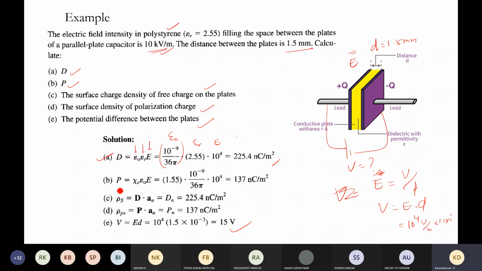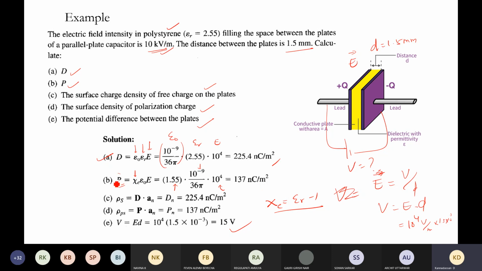And how to calculate the polarization? We can easily isolate the polarization from the D by subtracting epsilon naught E. Otherwise, we can calculate the polarizability. The polarizability is nothing but epsilon r minus 1. Whatever the value, it is 2.55 minus 1, that is 1.55. So polarizability times epsilon naught times the electric field. You can easily calculate that.